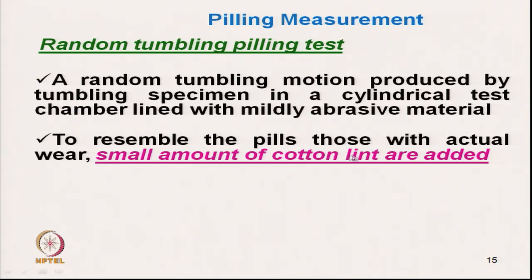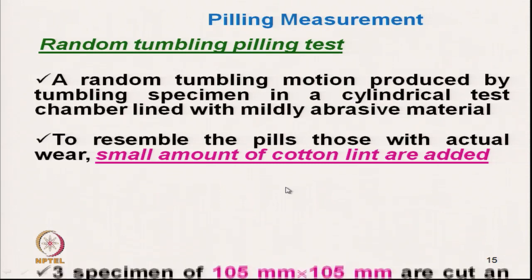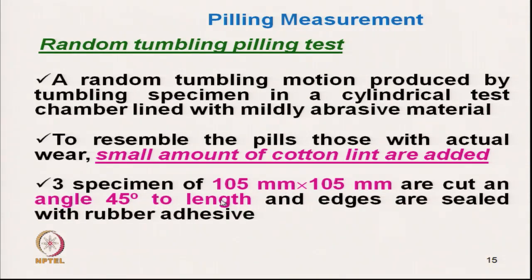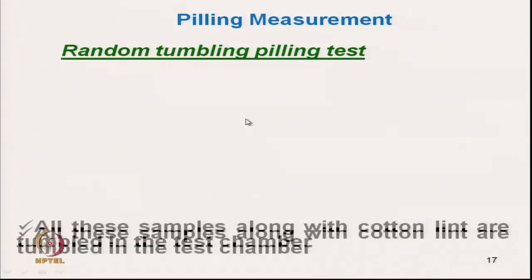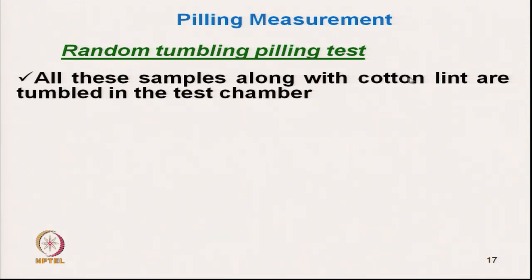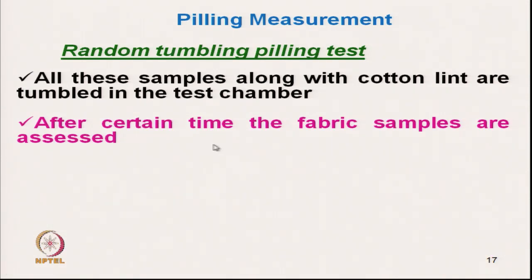To resemble the peeling in actual wear, a small amount of cotton lint is added in the tumbling tester. Three specimens of 105 by 105 millimeter are cut at an angle of 45 degrees with the warp side, and the edges are sealed with rubber adhesive so that the threads do not come out. These samples along with the cotton lint are tumbled in the test chamber. After a certain time the fabric samples are assessed.